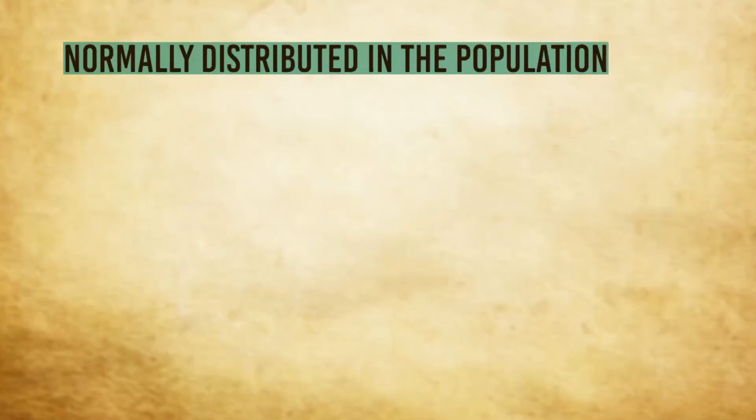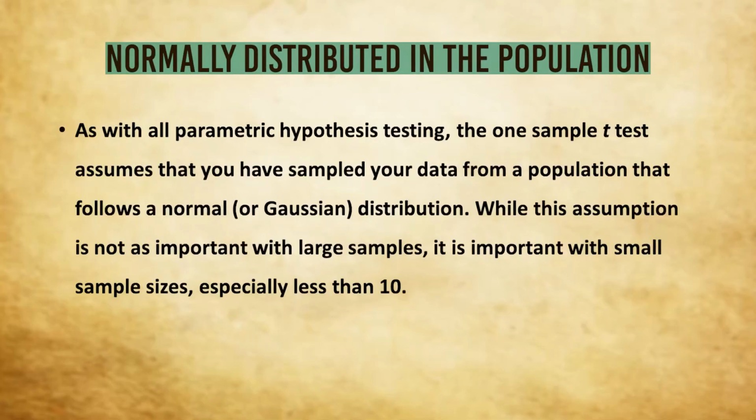The data has to be normally distributed as well. As with all parametric hypothesis testing, the one sample t-test assumes that you have sampled your data from a population that follows a normal distribution or a Gaussian distribution. With this assumption, it is not important with large samples, but it is important with small samples. When the sample size is less than 10, the data has to be normally distributed.